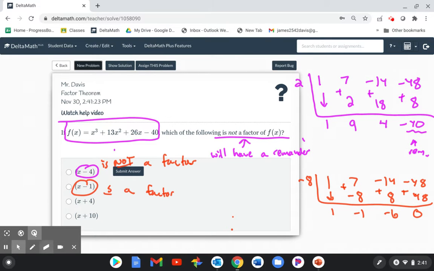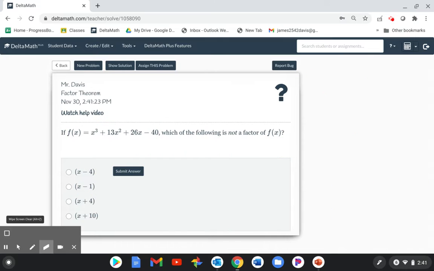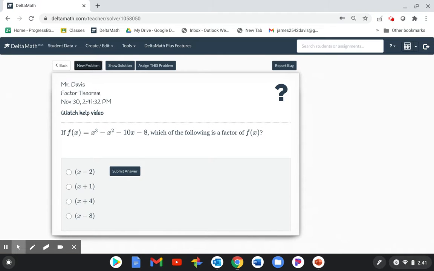All right, let's go ahead and try another one. Which one is not a factor? Here's some different ones. Which one is a factor? So let's ask the opposite question: which is a factor? Which means we need a remainder equals 0 in one of them. Only one of them will give us a remainder of 0, so we've got to figure out which one.